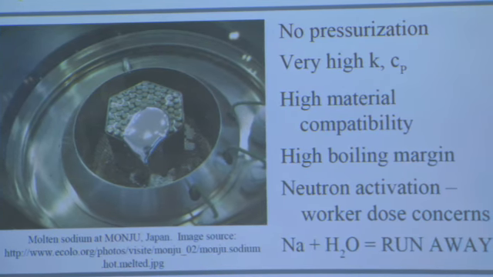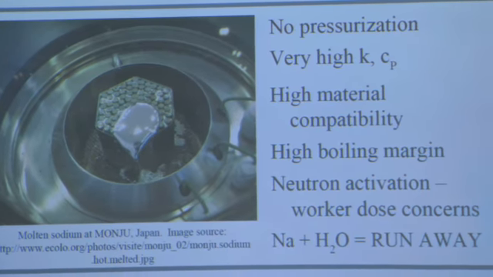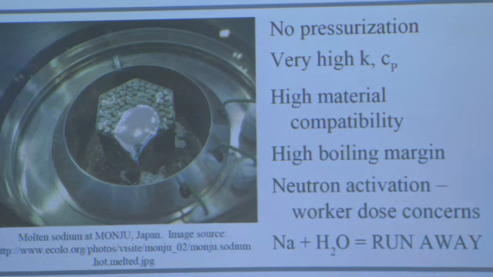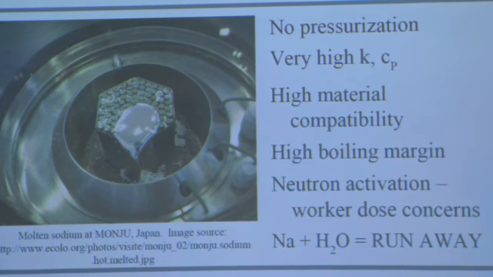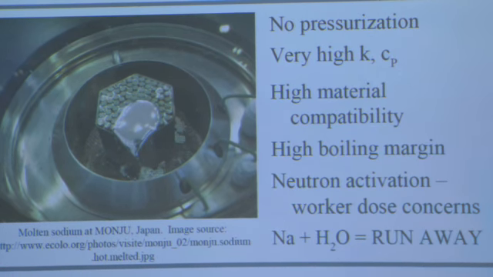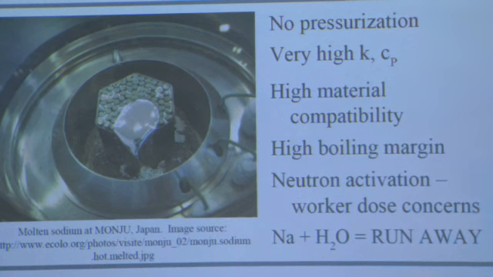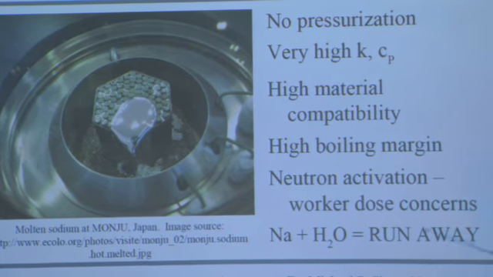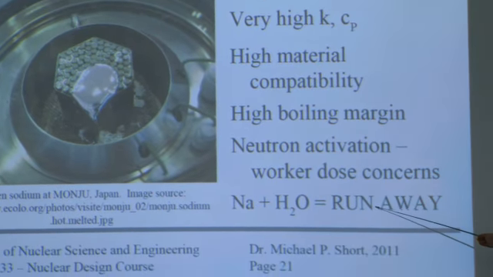There's a high boiling margin. Sodium boils just shy of 900 degrees Celsius. And if you're running this thing with an outlet temperature of 500, 550, even 600 C, you have a big margin to go before you can actually boil any coolant. There are concerns to worker dose. Sodium can activate with neutrons. It has fairly short-lived isotopes, but there is a concern to people working there.